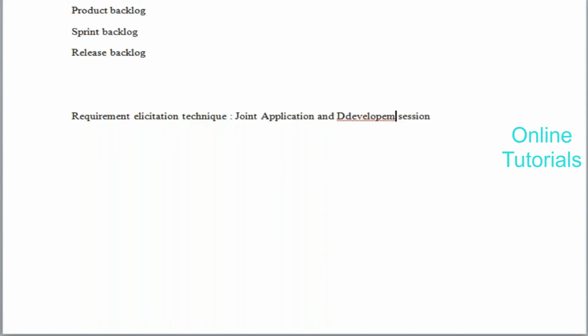Joint application and development sessions. Understand? This is what we call JAD, joint application and development sessions, which we call JAD sessions.